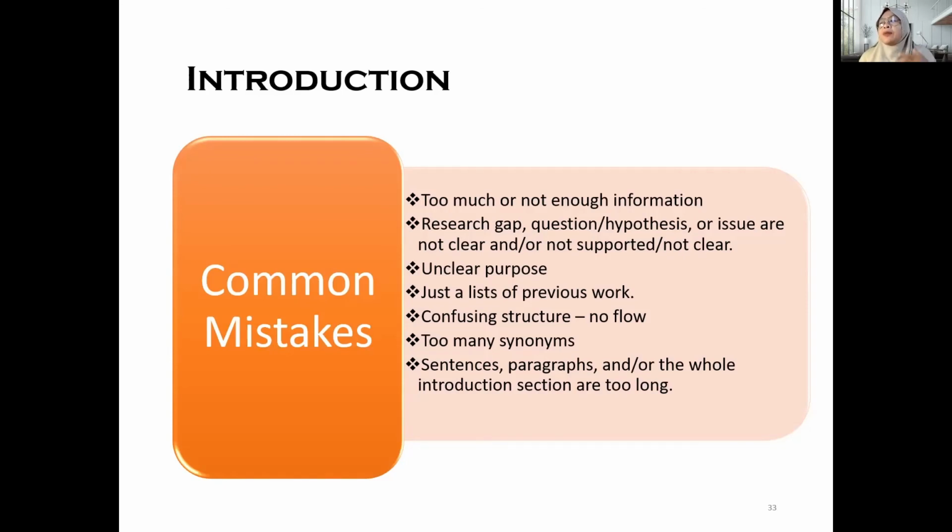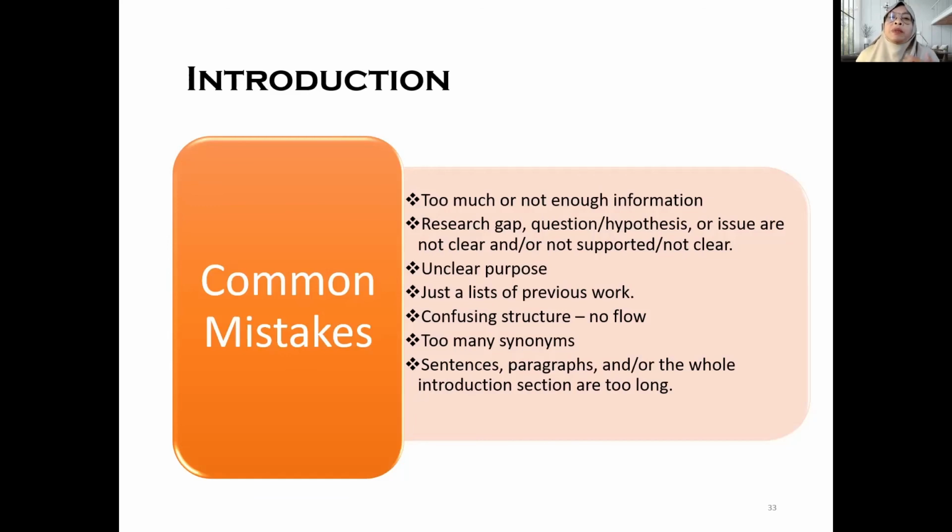Sentences, paragraphs, or the whole introduction section are too long. This is a very, very common mistake. Too long paragraphs, too long sentences. So try to avoid this.